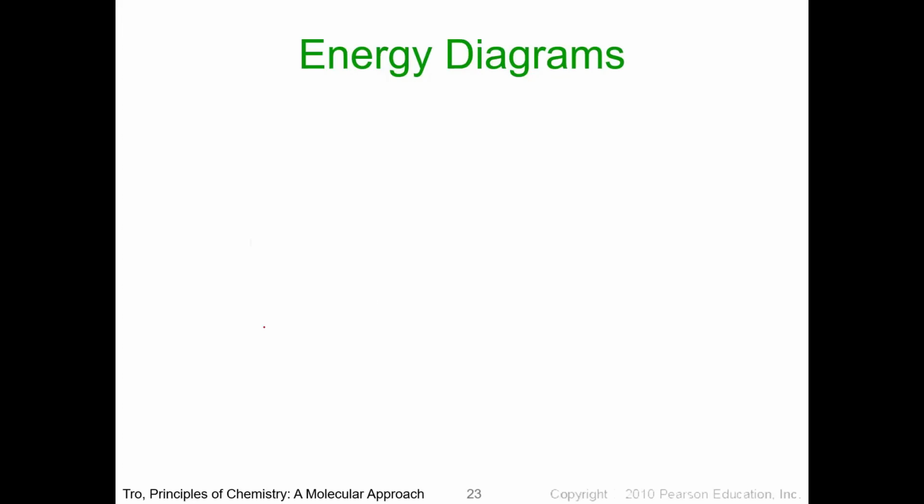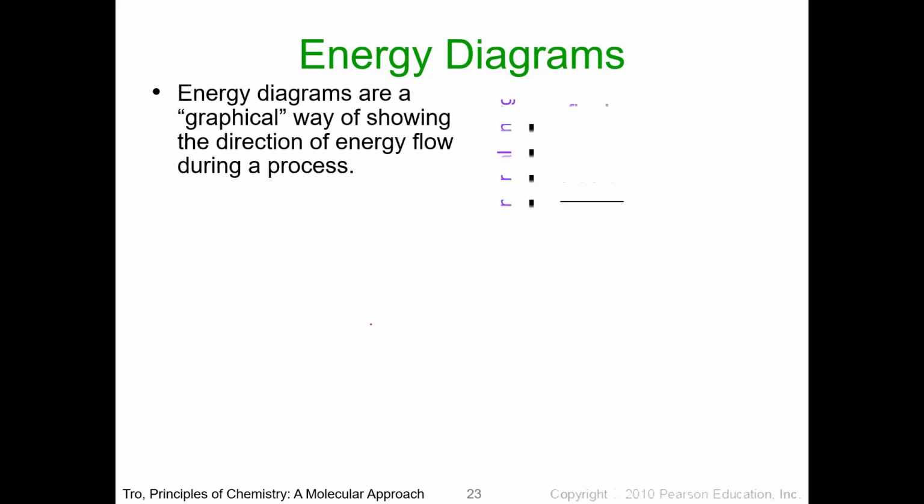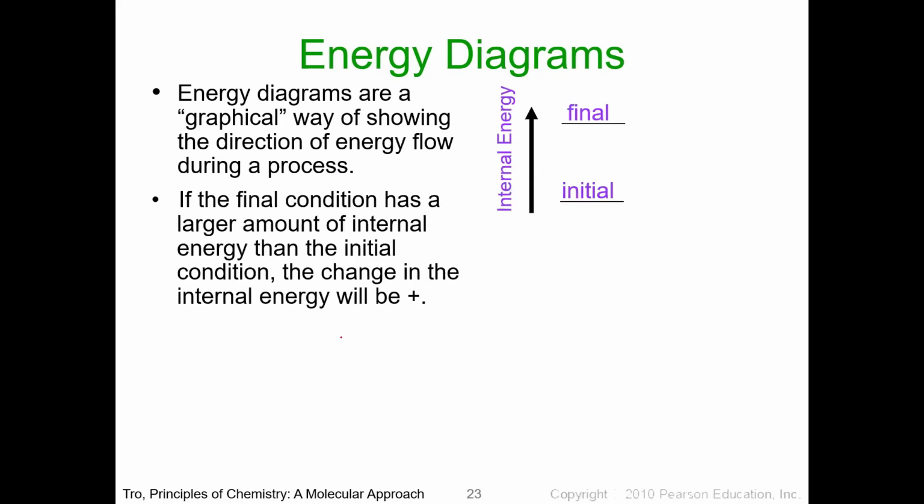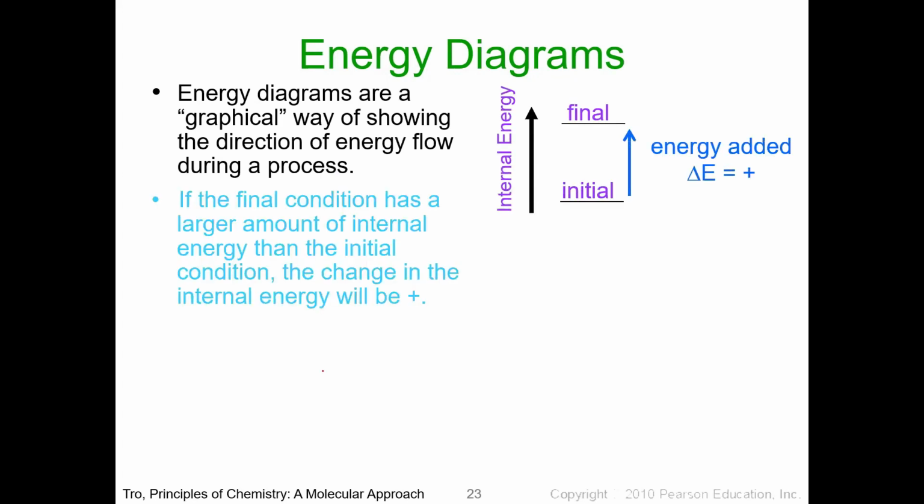So now the next thing is the energy diagram. The internal energy diagram also depends only on the final and the initial. So when energy is added, delta E, it means that the final energy is higher than the initial energy, so the change in internal energy is positive.